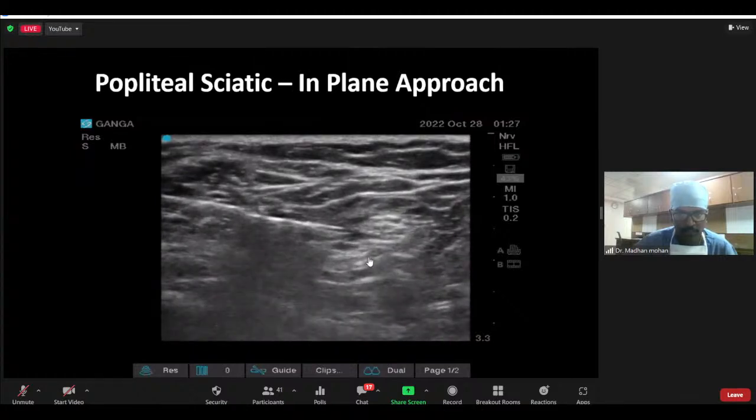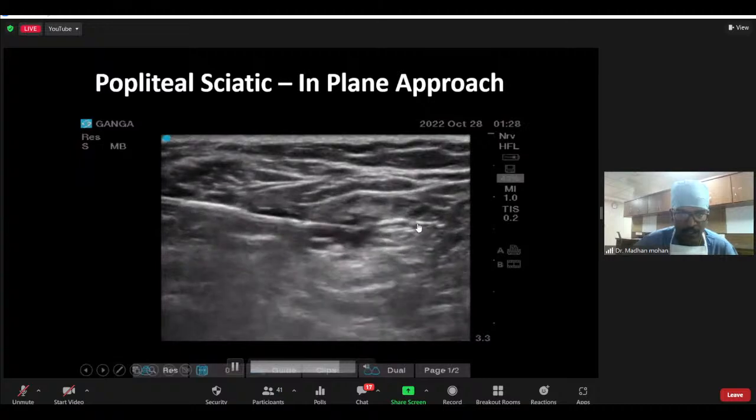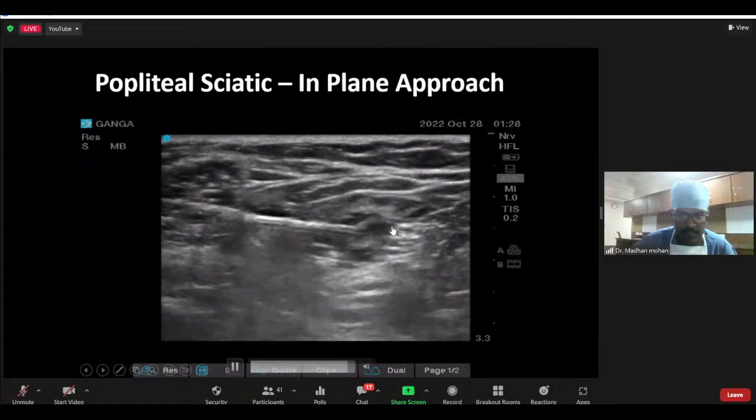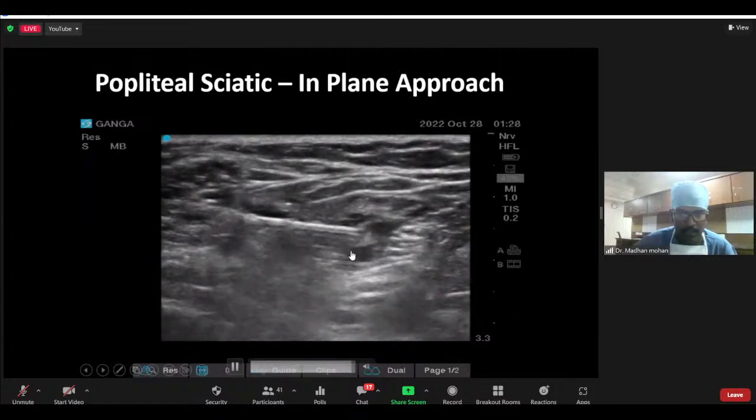As you can see here, while giving the local anesthetic, there is no swelling of the nerve. This is the epineurium of the nerve, and epineurium is not breached. So you are giving only under the paraneural sheath.